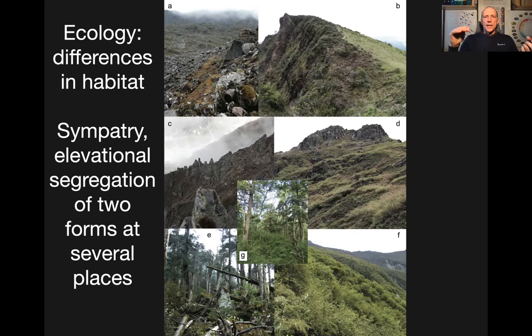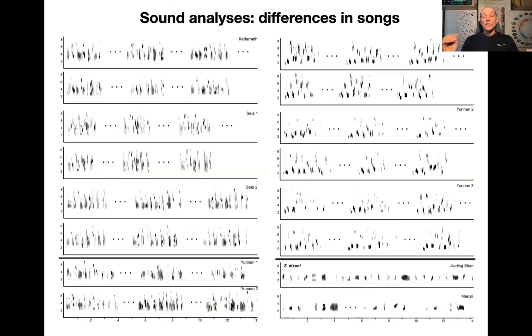And these populations we found were actually segregated very much by habitat and elevation. And in some places, I should say also, we found different types occurring in the same area, but segregated by habitat and elevation, both in China and in India.